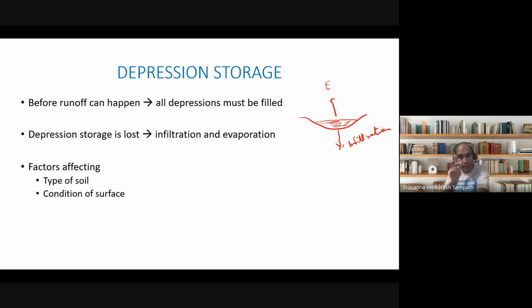Now, it also depends on what kind of rainfall happened before. That's what's called antecedent precipitation. So let us say today I'm having rainfall of 1 centimeter. But suppose I received 2 or 3 centimeters of rainfall yesterday, and now today I'm receiving another additional 1 centimeter of rainfall. Will this 1 centimeter of rainfall contribute to depression storage?